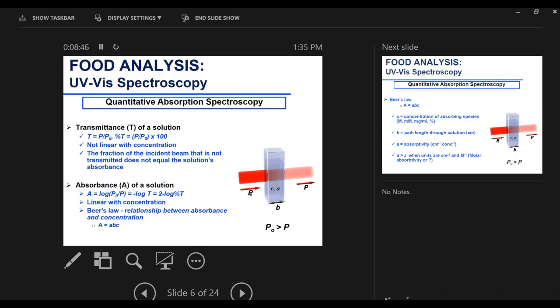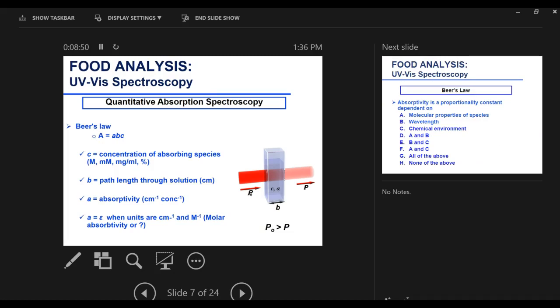So it's the relationship between absorption and concentration. So here's your absorption. C is the concentration of the absorbing species. It can be in molarity, millimole, milligram per mL, percentage, any type of unit. You can have that concentration based on how you prepared your standards. b is the path length through the solution, so the path of light through the solution, the distance that the light passes.